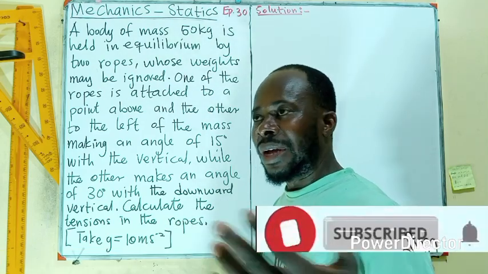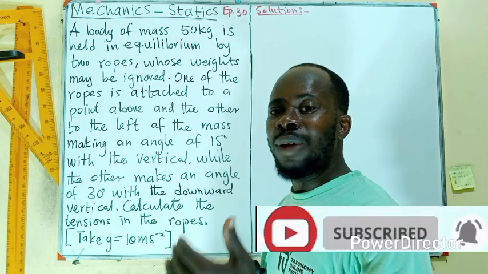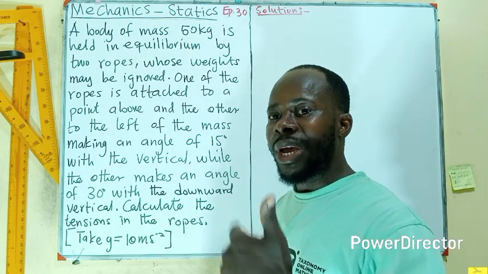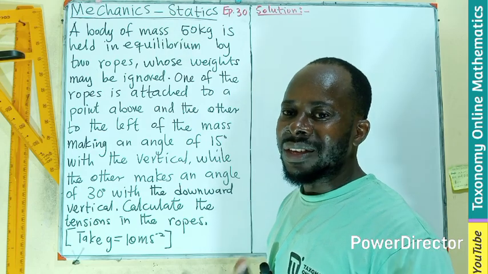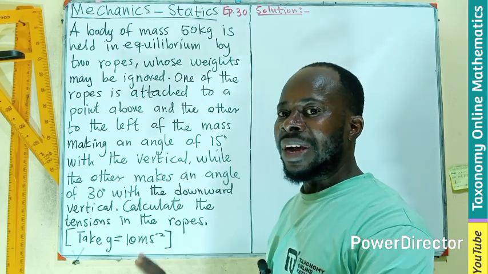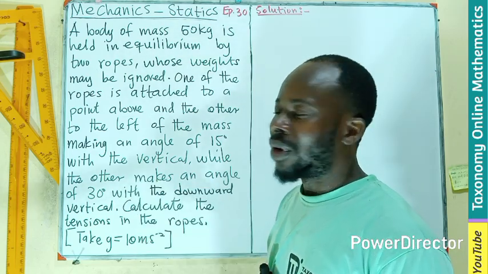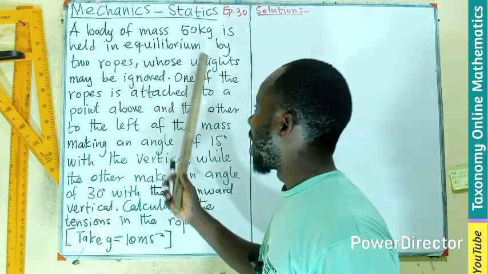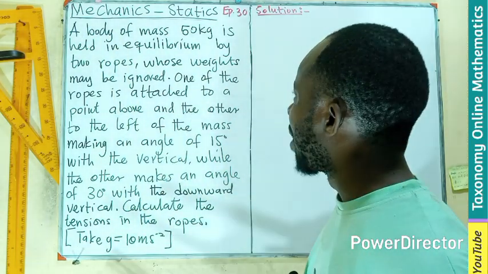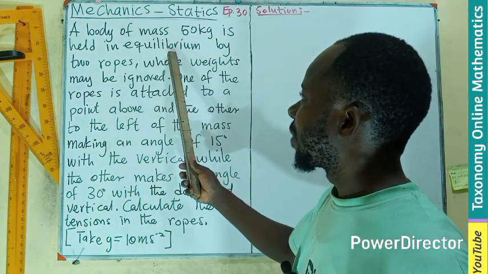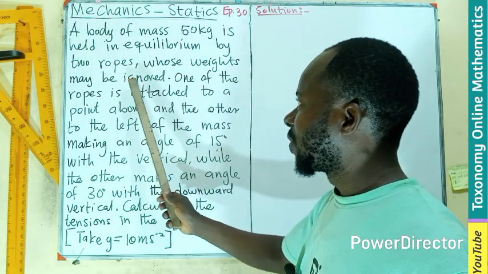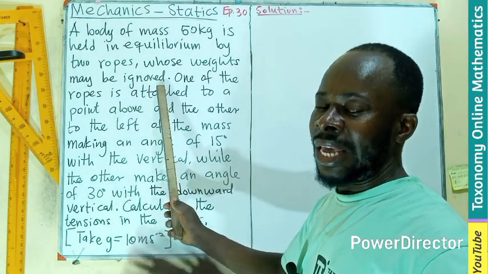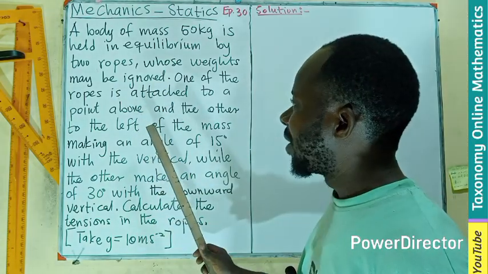I think in the last five episodes we were dealing with three coplanar forces that are in equilibrium, making use of Lami's theorem. We can also use the vector approach or the triangle of forces. In this episode, we have a body of mass 50 kilograms being held in equilibrium by two ropes whose weight may be ignored. The weight of the ropes is ignored, so they are not going to affect the calculation.